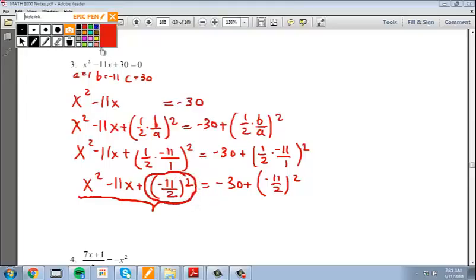I think I may have used the same color. I don't know. You guys know I'm colorblind. Don't laugh. You might be colorblind one day as well.